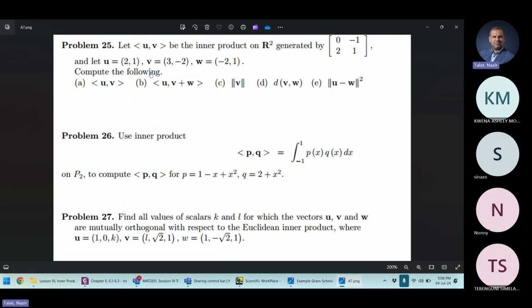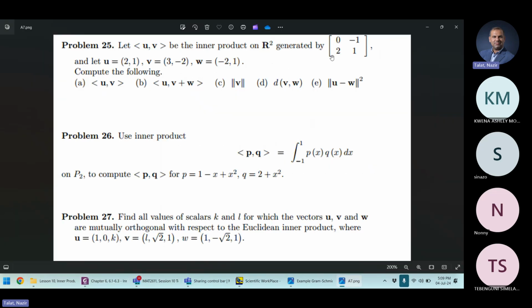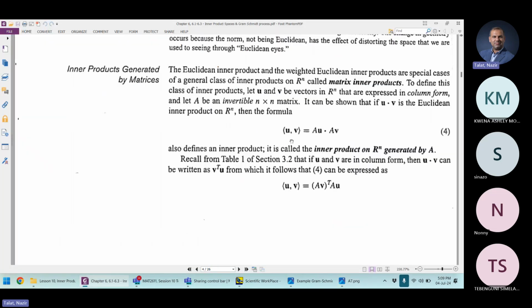these inner products. And the norm of V is also equal to the square root of the inner product of V with V. Here in place of A, there is a matrix available. This matrix is your A in this case. You can suppose A is equal to the matrix 0, -1, 2, 1, as given in formula number 4.